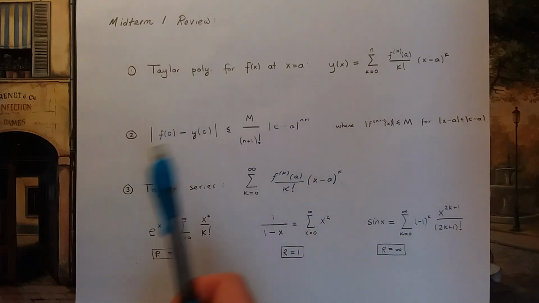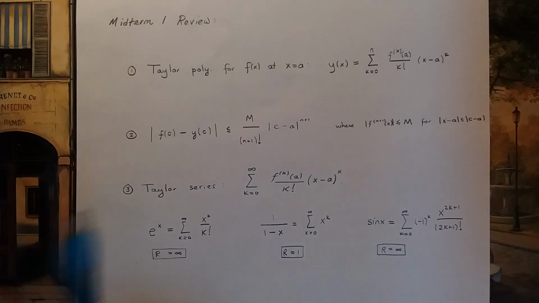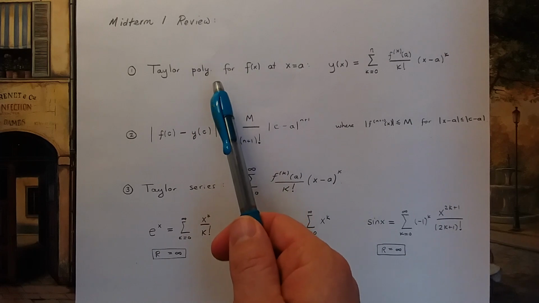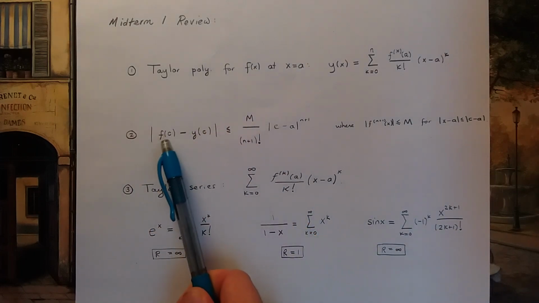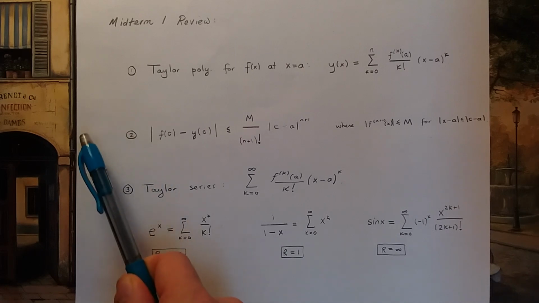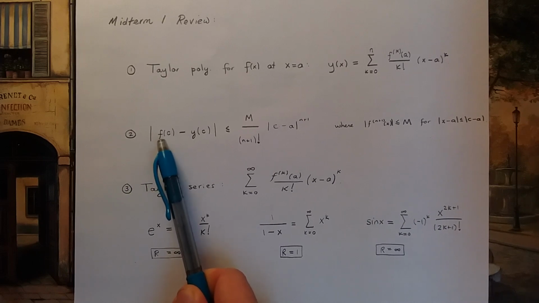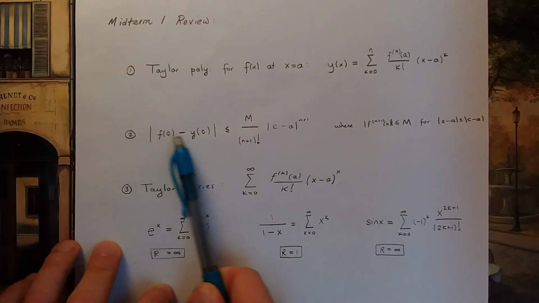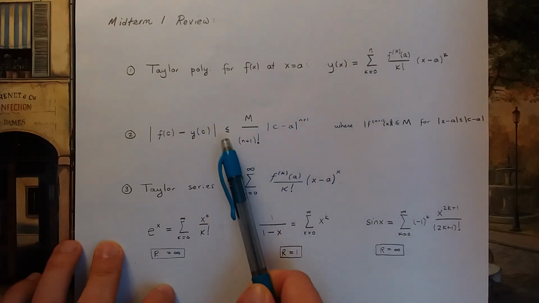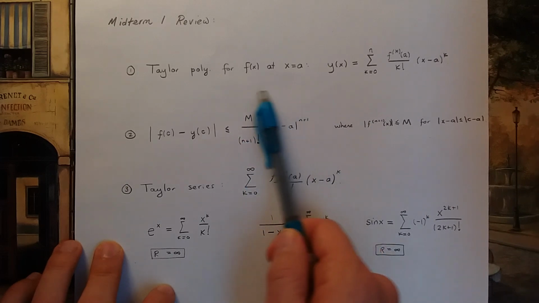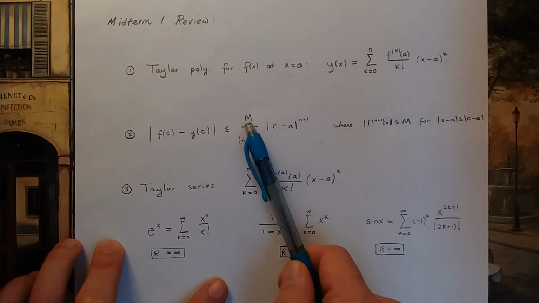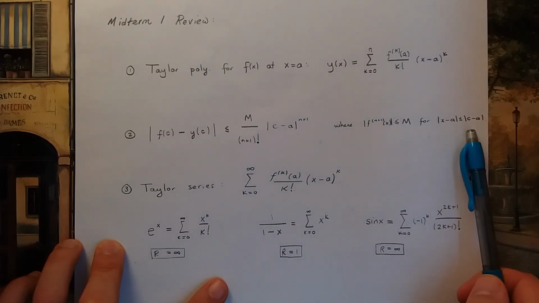So then the question is, how good of an approximation is it? If I plug in a number c that's really close to a into my Taylor polynomial, how far away am I from the actual value of the function? That's what this property 2 says. Item 2 on my list says the difference between the actual value of your function at c and what you get when you plug in c to this approximation is less than or equal to this quantity. This is an error bound. It tells you how far off you could actually be. The value M satisfies some property.